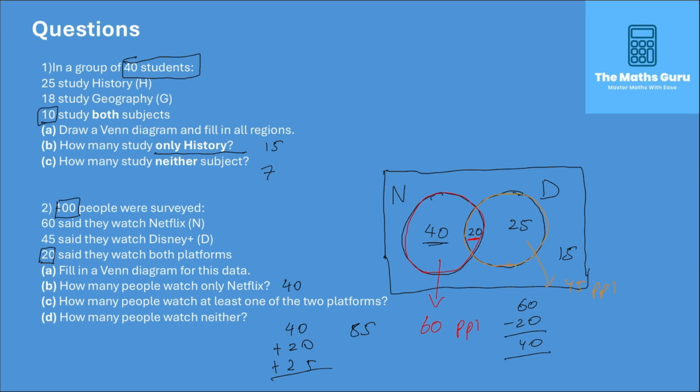How many people watch at least one of the two platforms? So, with at least one, this means they can watch one or two. It just cannot be that they don't watch it at all. So, this 15 is irrelevant. Therefore, 85 people watch at least one of the two platforms. How many people watch neither? Okay, everything in the circles, they watch either one of them. So therefore, 15 is the amount of people that watch neither.